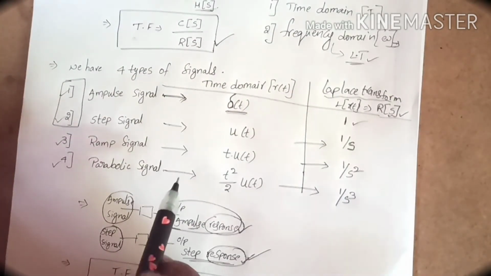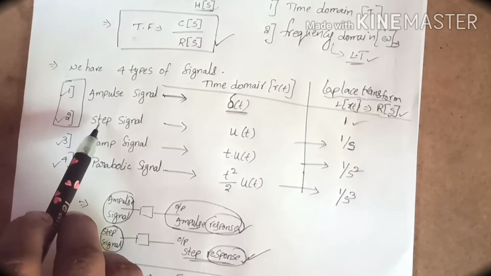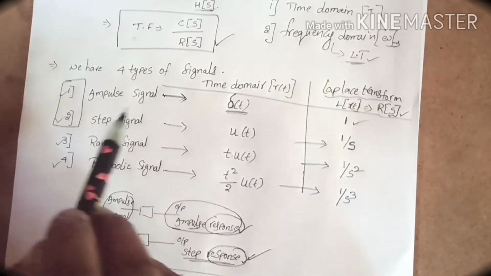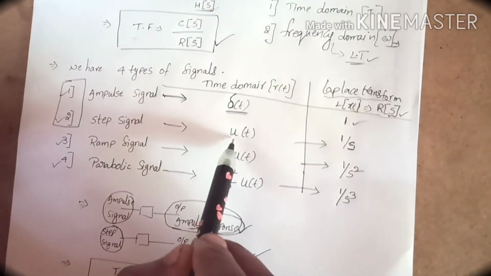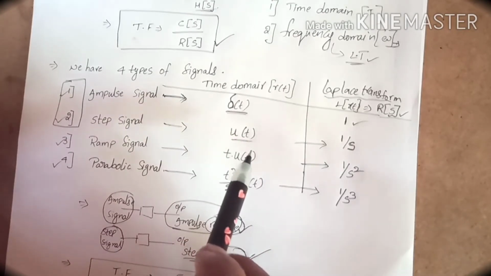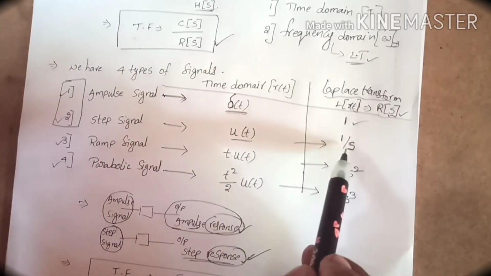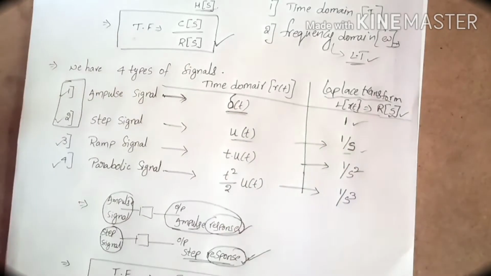Okay, next step signal. Okay, second one, step signal. In time domain we can write u of t. In Laplace transform, 1/s, very important. Step signal is very important.